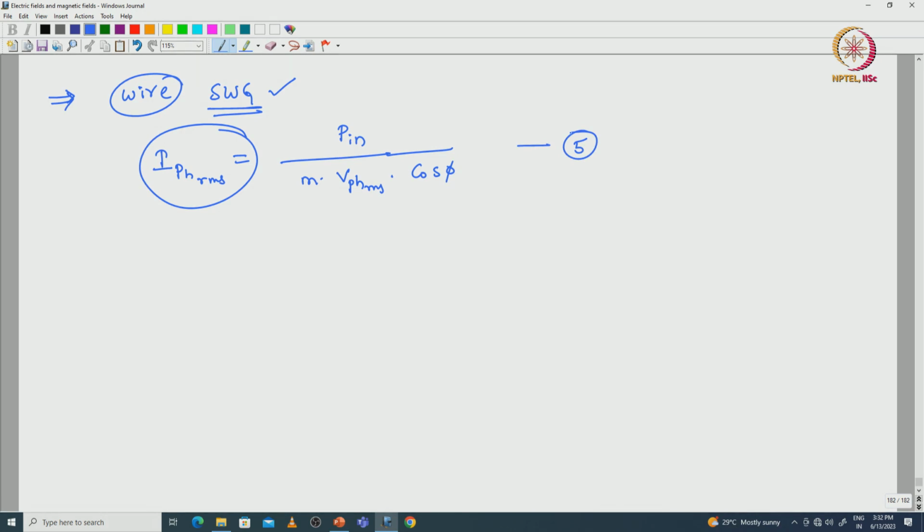So, from this equation power factor is known, V phase RMS is known, number of phases is also a known variable, and P in is also known. If we consider efficiency equal to some number, let us say 90%, then P in we can calculate, we know the P naught, right. Then P in is equal to P naught by efficiency.